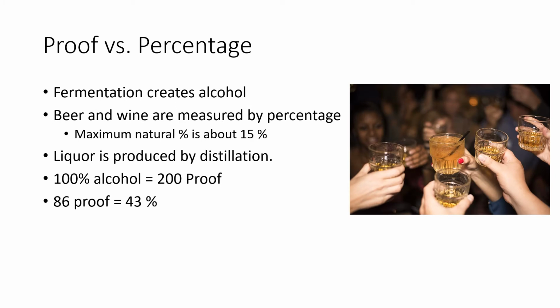We use two different scales to measure how much alcohol is in an alcoholic beverage: proof or percentage. Fermentation creates the alcohol. Beer and wine are measured by percentage, and the maximum natural percentage is about 15%. Liquor is produced by distillation and therefore can run much higher. 100% alcohol would be a 200 proof alcoholic beverage. The typical beverage is 86 proof, which is the equivalent of 43% alcohol. You can see it's easy to take a percentage, multiply by 2 and get the proof number, or to take the proof number and divide by 2 and get the percentage.